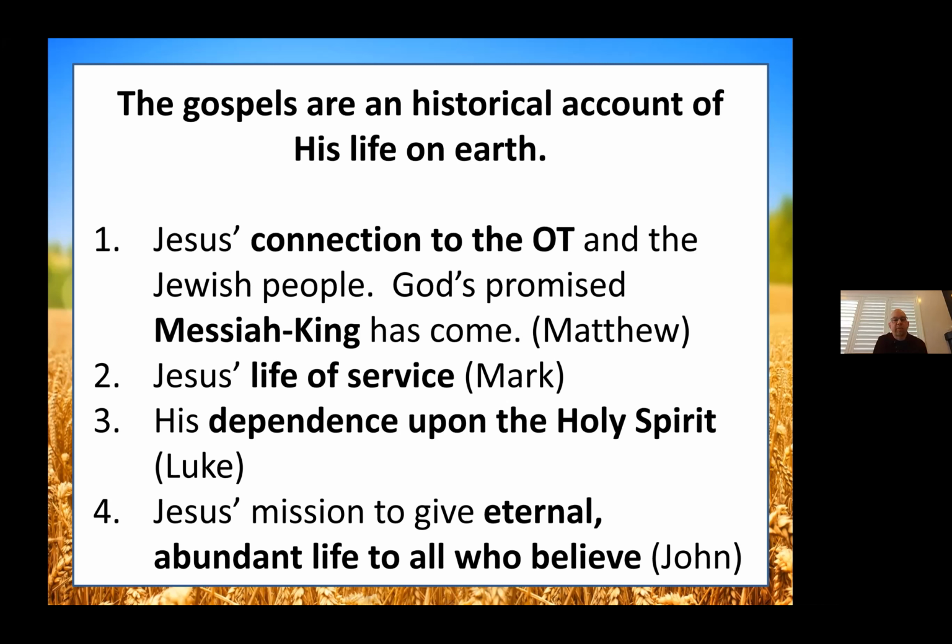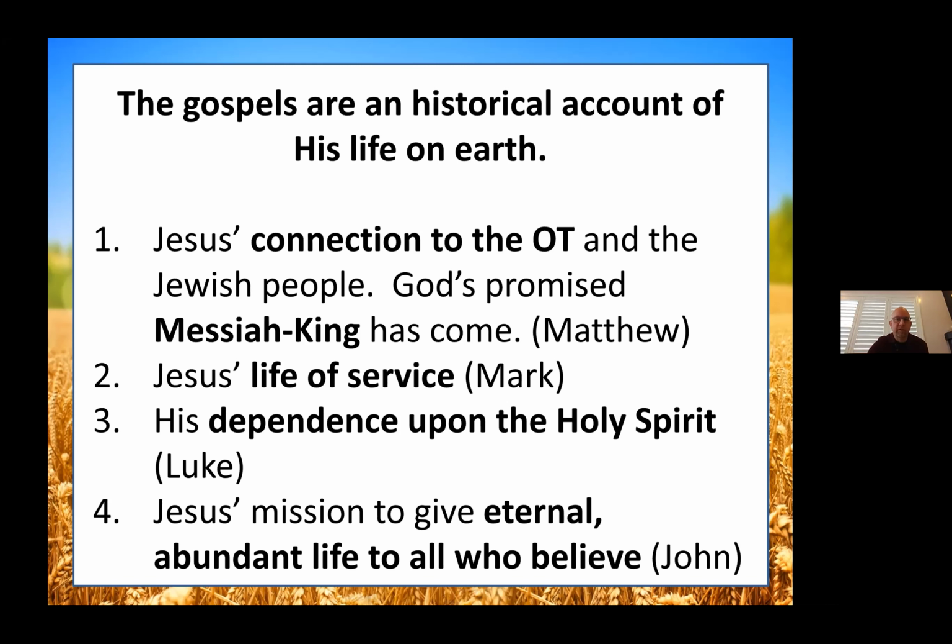And then finally, the Gospel of John is Jesus' mission to give eternal, abundant life to all who believe. And for those of us who are believers, we have received that life and we want to know it more. And we want to share it with others as well.